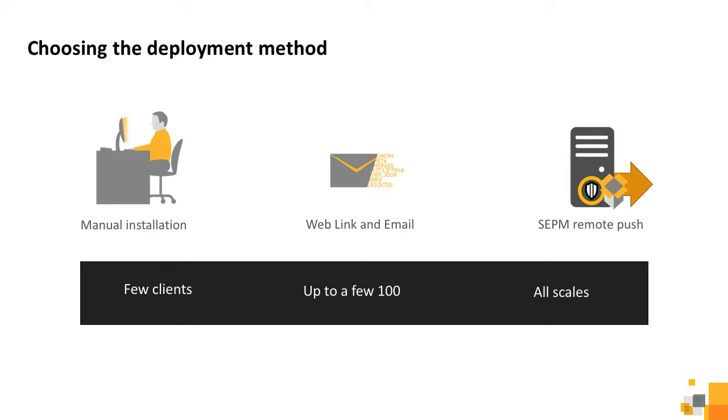With web link and email, the administrator generates the package and then sends the installation package link to the client through email. The user must access the link and download and install the package. The SEPM remote push requires SSH to be enabled on the client. SEPM manages the transfer and execution of the package.